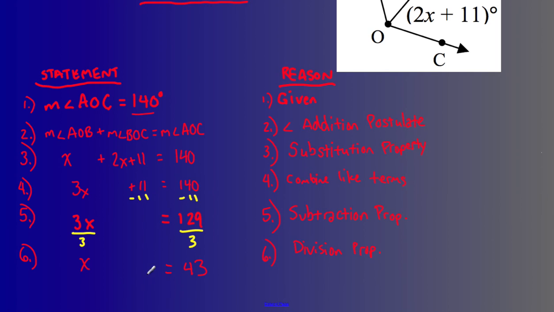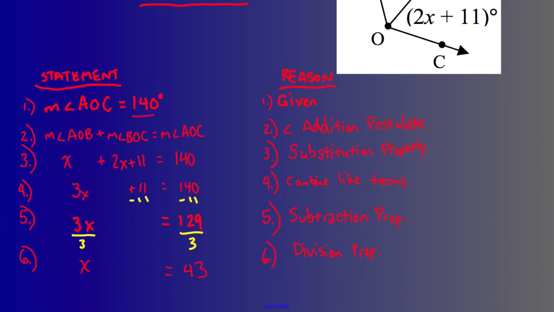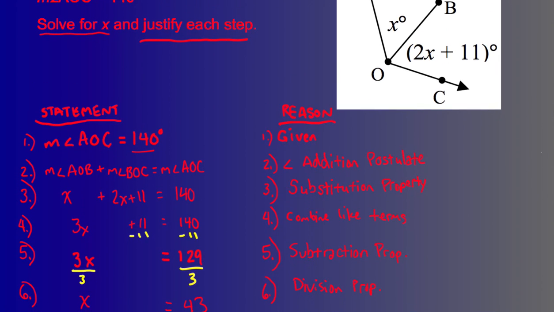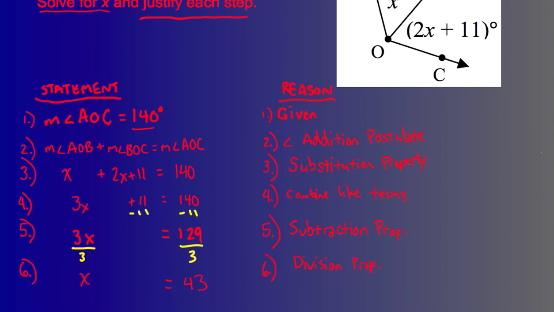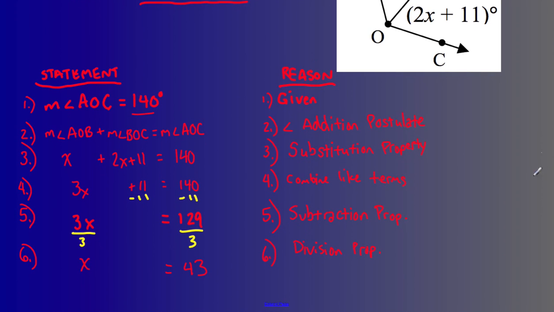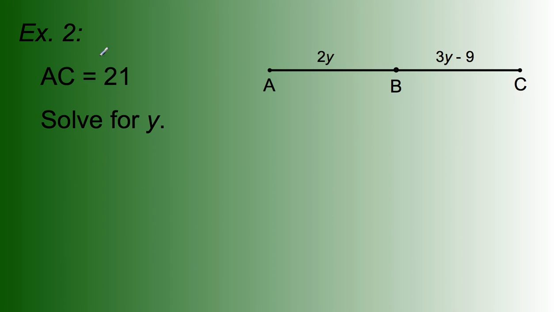Okay, so we got our x. Did we solve what we were asked to solve? Yep, so we solved for x and we justified each step. So this is our first proof. Okay, so proofs in geometry are where we deductively reason from given information down to something that we're asked to prove. Okay, give a reason for each statement. All right, great. Pat yourself on the back. Your first proof. All right, but don't congratulate yourself too long.